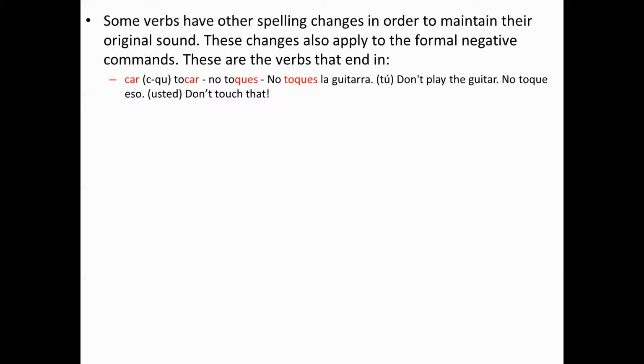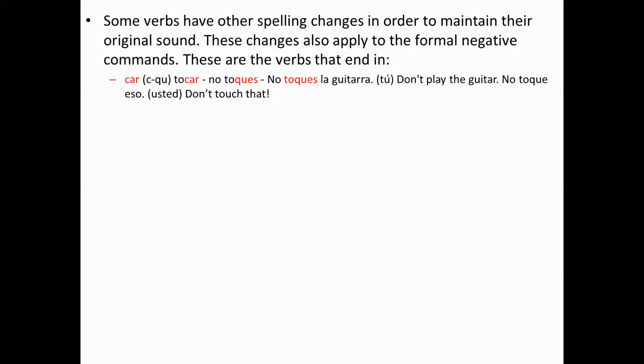Let's start with verbs that end with -car, like the verb tocar, to play, right? The C in tocar changes to QU. So now the verb looks like this: no toques. Remember, this is only for the negative form. So, no toques la guitarra. This is the tú form of tocar, meaning don't play the guitar. I'm addressing somebody informally.